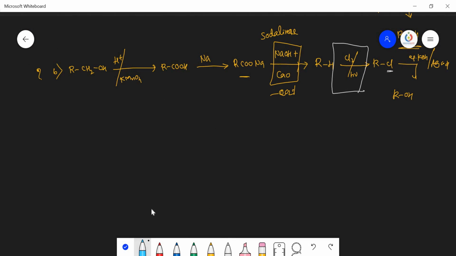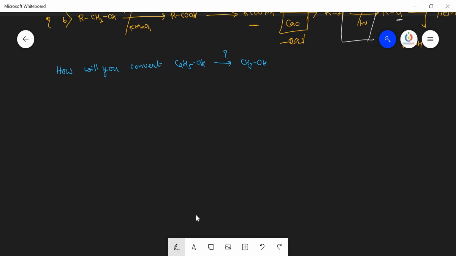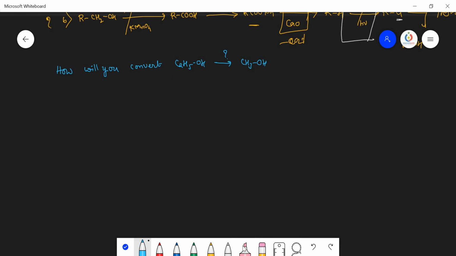Now let's take another problem. How will you convert ethyl alcohol C2H5OH into methyl alcohol CH3OH? Okay, so let us see, here I am reducing the number of carbons, same procedure. I will follow the first procedure.